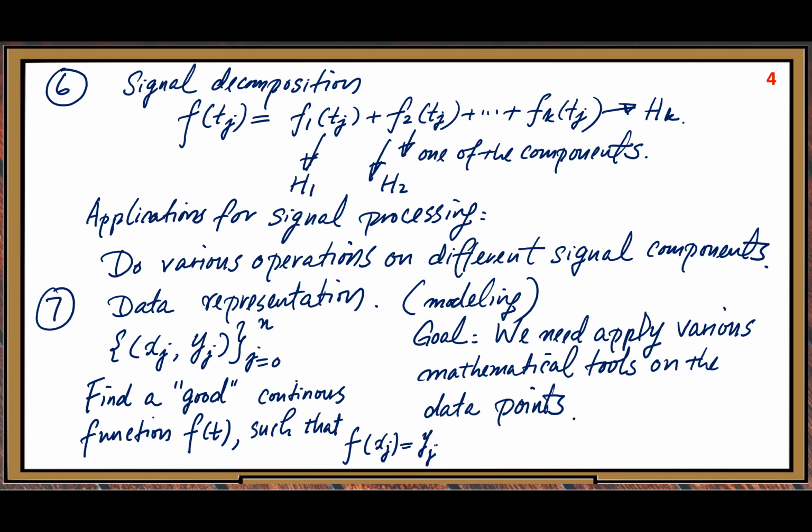And why do that? This is the reason. Because if we have this nice function, that means it should have some good properties. So then we can apply many mathematical tools. That's the reason we do this data representation step, the modeling step.